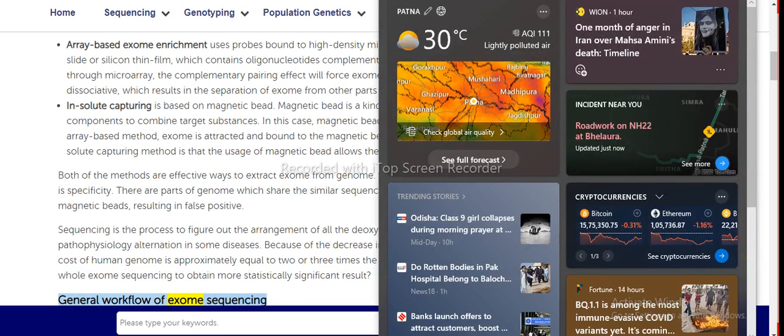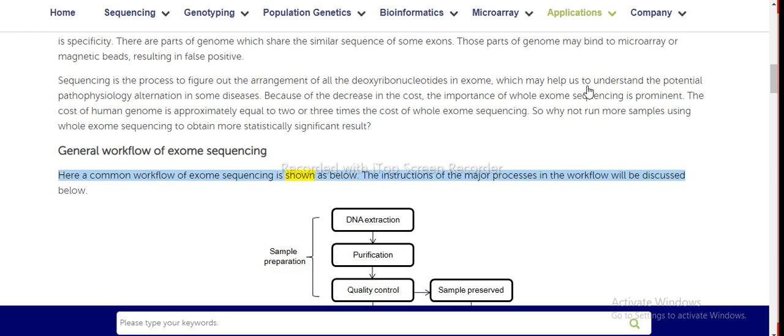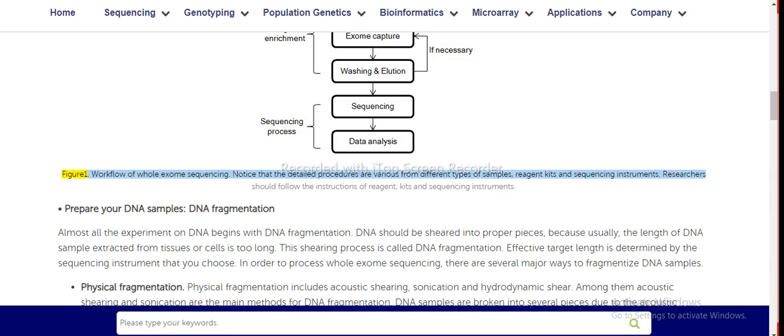General workflow of exome sequencing. Here a common workflow of exome sequencing is shown below. The major processes in the workflow will be discussed below. Figure 1. Workflow of whole exome sequencing. Notice that the detailed procedures vary with different types of samples, reagent kits, and sequencing instruments. Researchers should follow the instructions of the reagents, kits, and sequencing instruments.